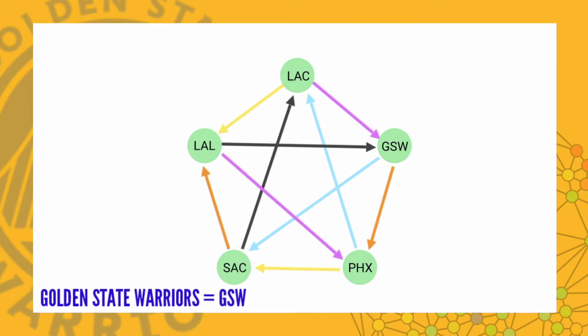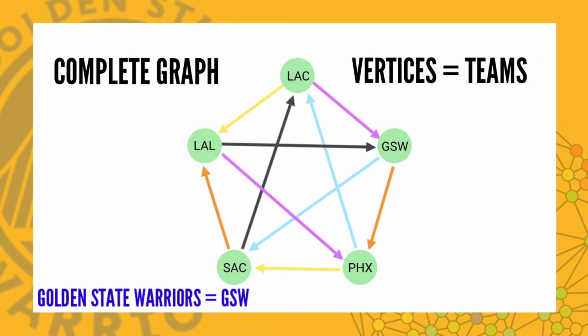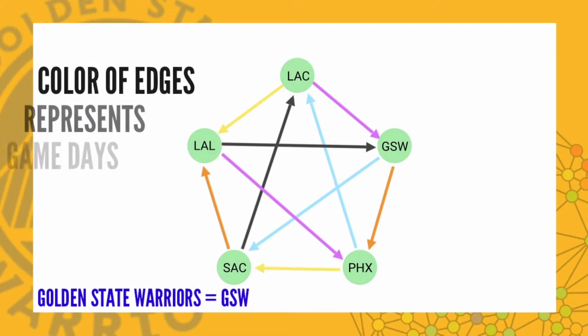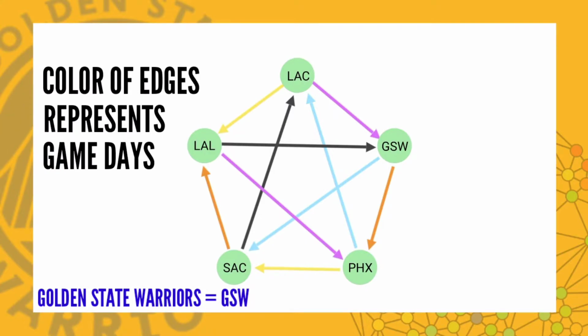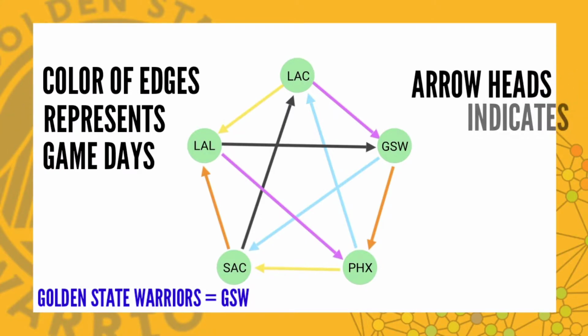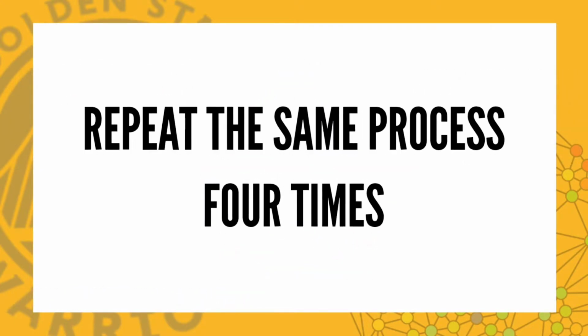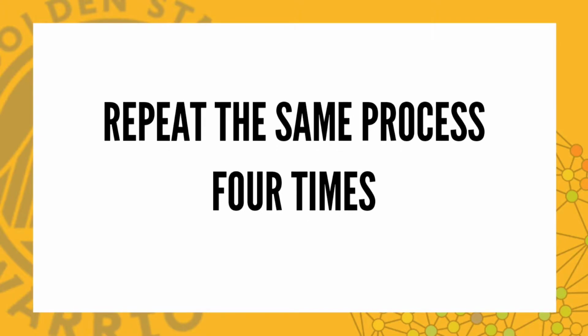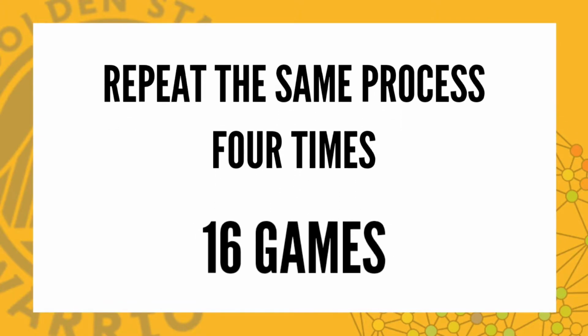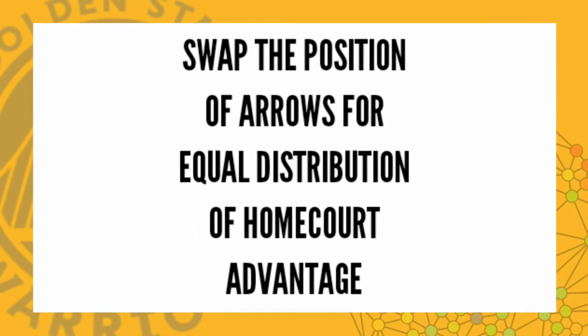As you can see, we have a complete graph with 5 vertices. Each color corresponds to a specific game day, and the arrowheads correspond to which home court will be used. Repeat the same process 4 times until it reaches a total of 16 games, and the team will switch position for every cycle of the graph for their home court advantage.